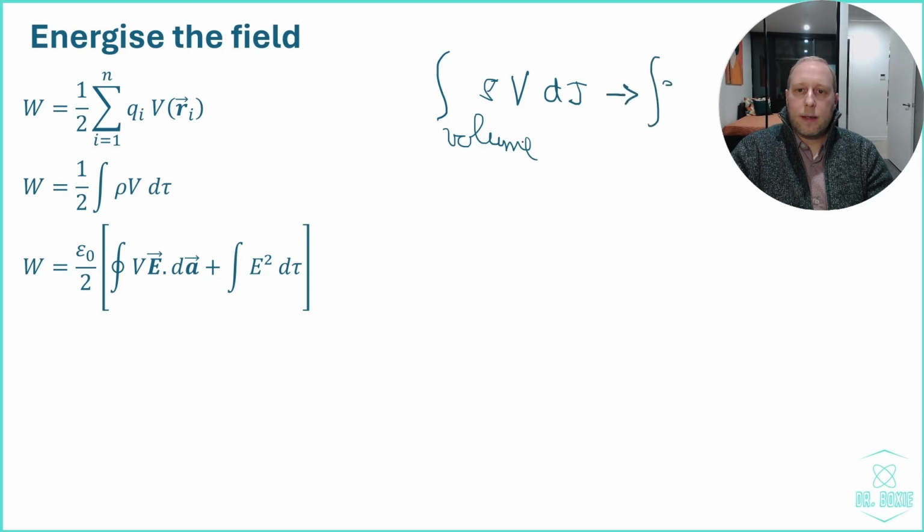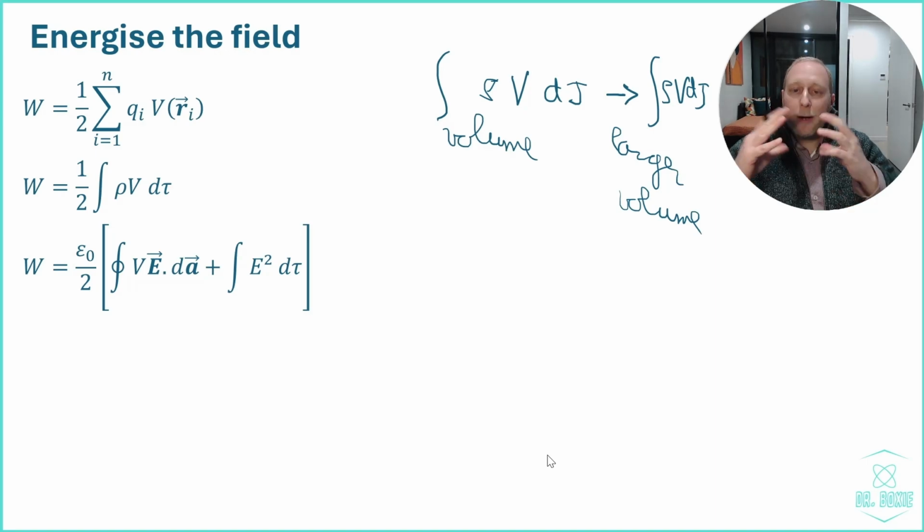But notice that if we were to replace the volume integral of rho v d tau by an integral of rho v d tau over a larger volume, it would not change anything, because rho is 0 outside of the portion of space where the charge is sitting, which means that I may as well increase the volume. Once I have a volume that contains all the charges that were brought in from infinity, increasing the volume will not affect the result of this integral.